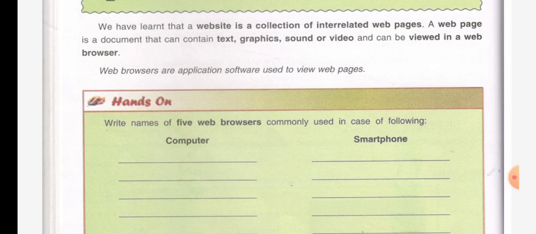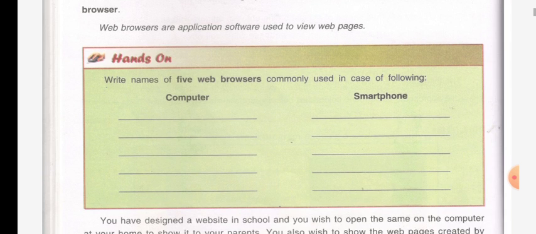And the web page we have created can be viewed in a web browser. So in this hands-on activity, web browsers are application software used to view web pages. Write the names of five web browsers commonly used on a computer and a smartphone, like Chrome, Mozilla Firefox, Internet Explorer.